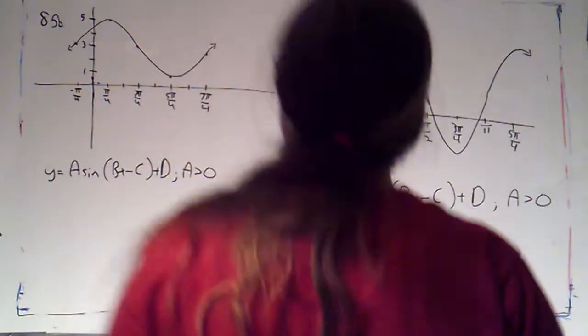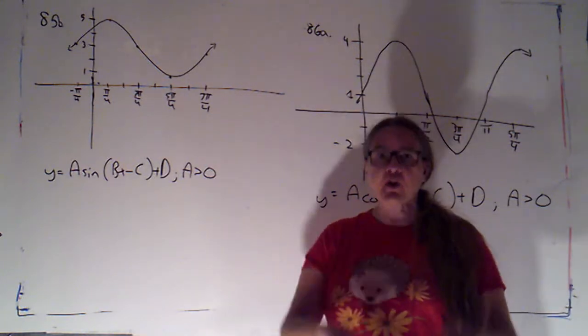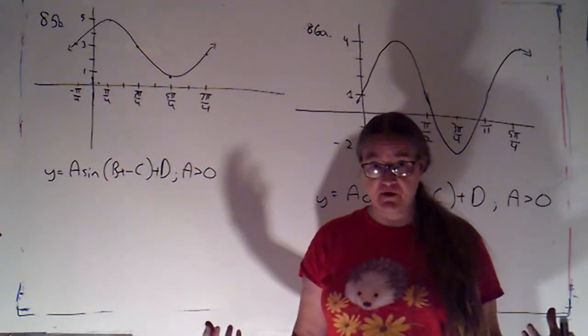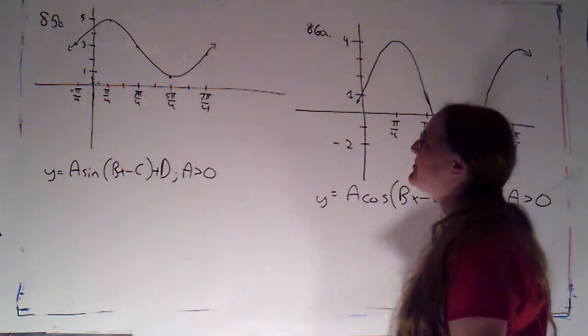So far, we've been going from the equation for a trig function to the graph. Now we're going to reverse that and go backwards. So I have two half problems on the board. They're both from the book.